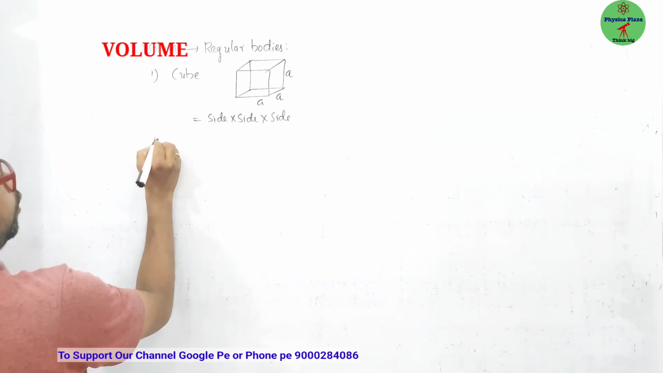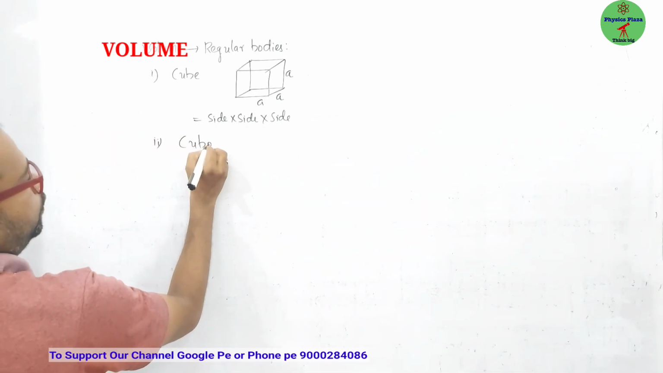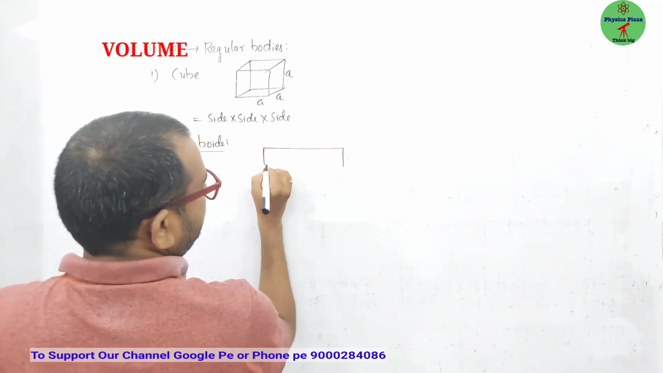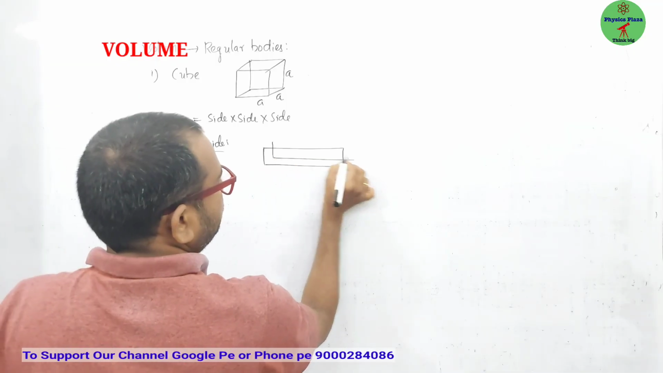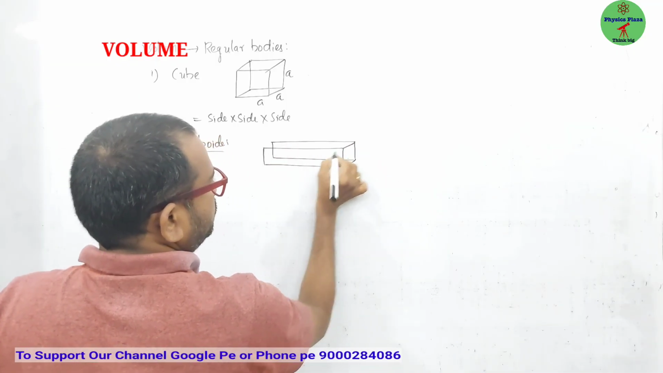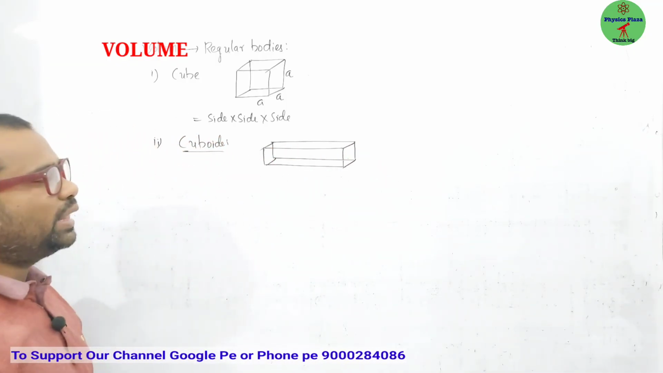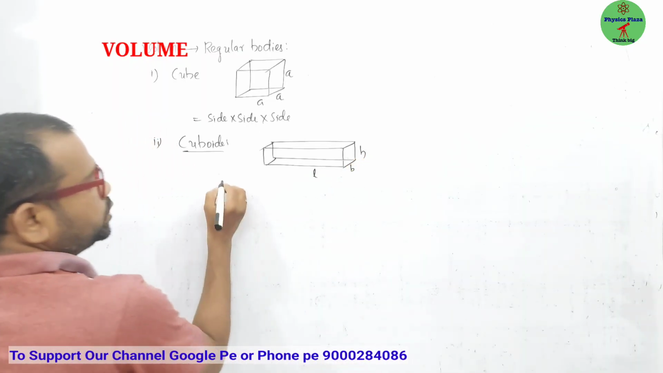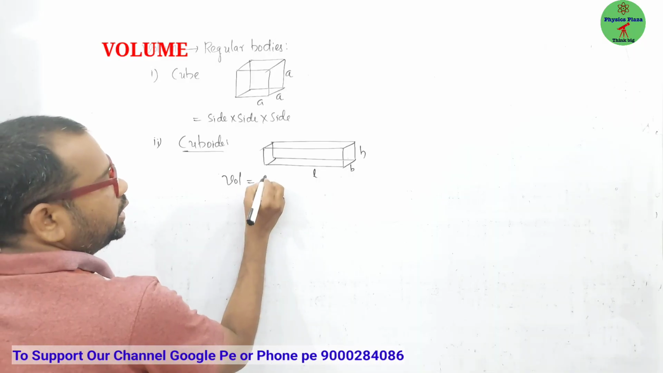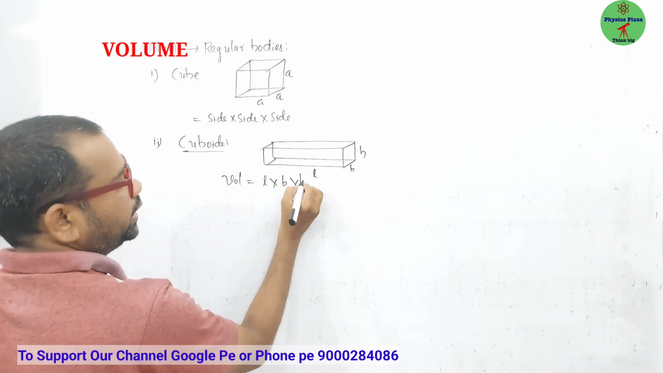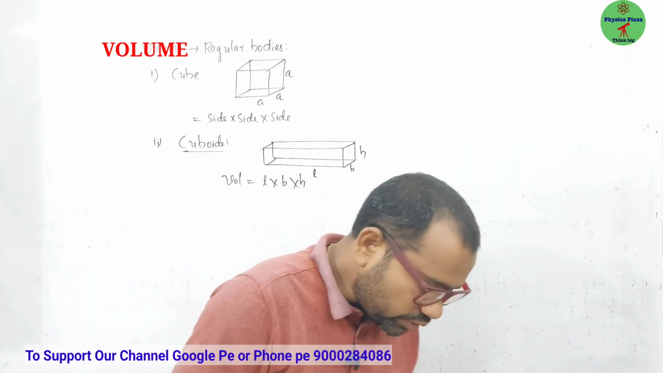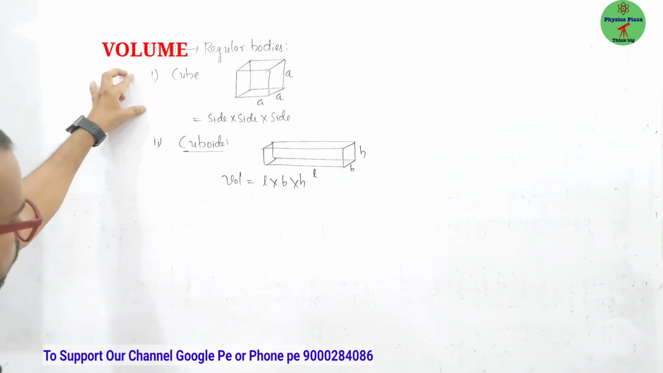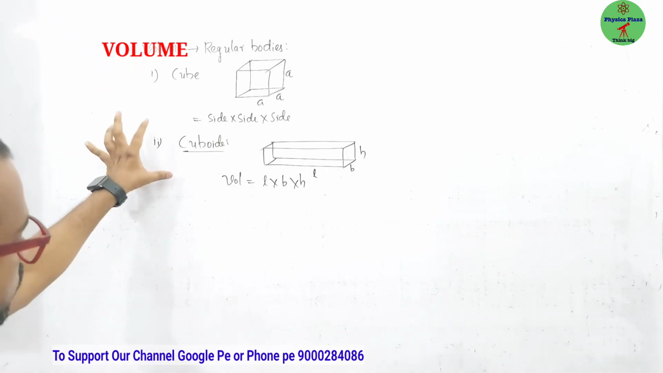And the second one, cuboid. Let me try my level best to give you the three dimensions. So length, breadth, height will be different. For this, how can you calculate the volume? Length into breadth into height. Again, you will get the answer in cubic meter or cubic centimeter.